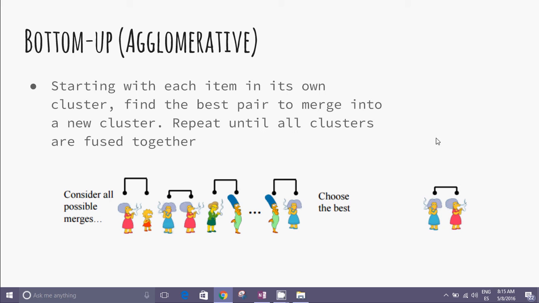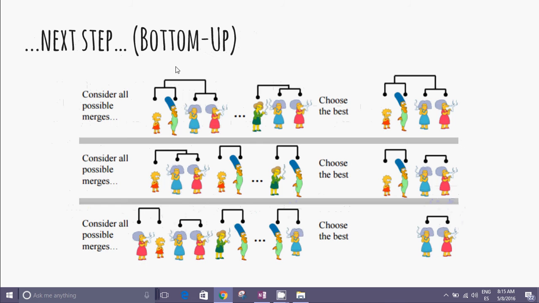We have repeated. Considering all the possible merges, only choose the best. Bottom up. Consider all the possible merges and choose the best. One level up. Consider all the possible merges and choose the best. One level up. Consider all possible merges and choose the best. This is the bottom-up strategy.